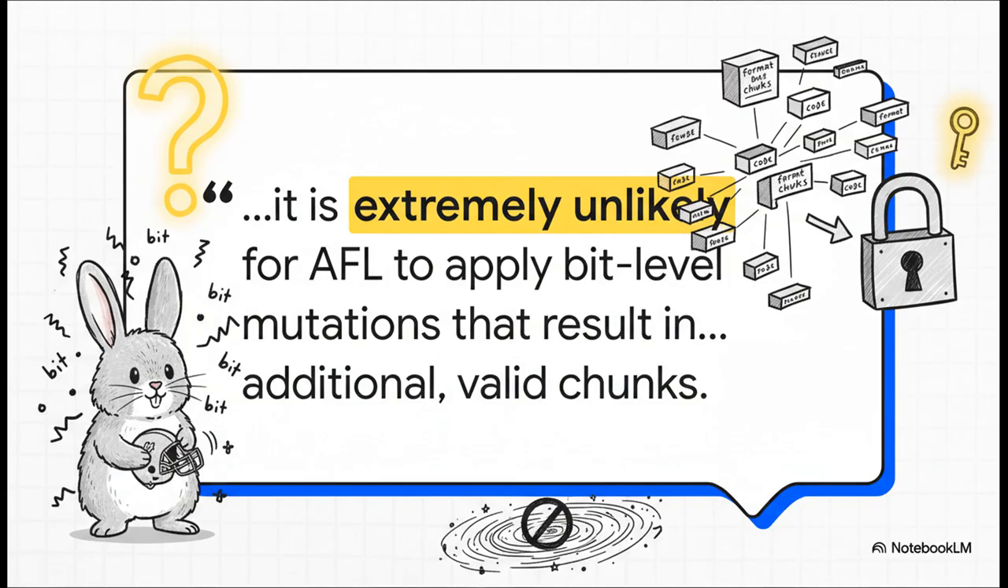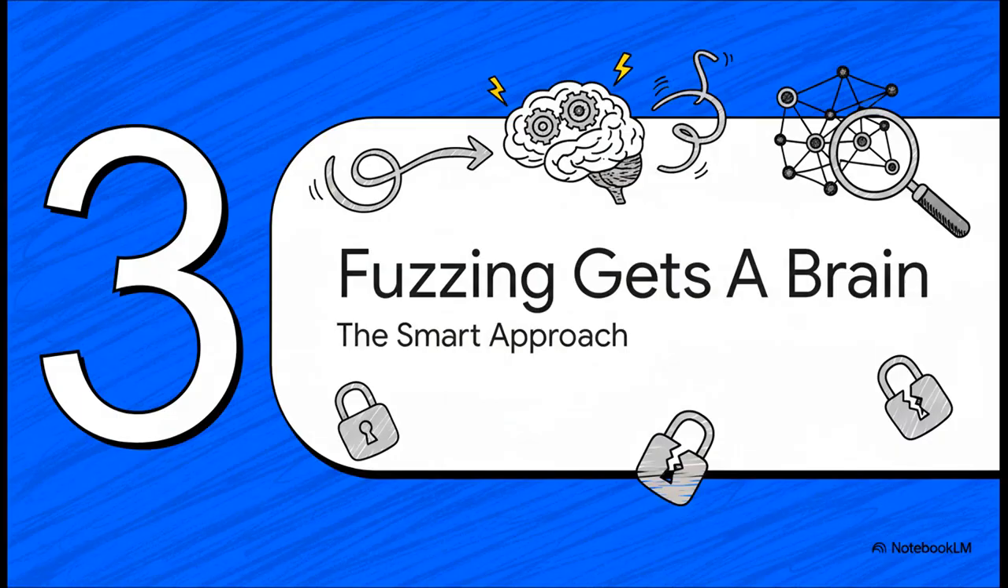They said the odds of a traditional fuzzer, like the famous one called AFL, randomly flipping bits in just the right sequence to manufacture an entire, valid second format chunk were extremely unlikely. Basically, it was never going to happen. So if blindly breaking things doesn't work for these really complex bugs, what's the alternative?